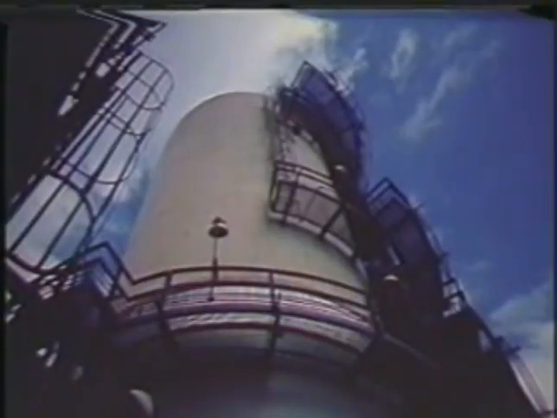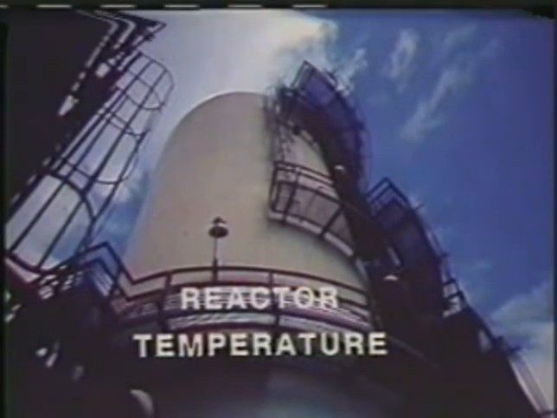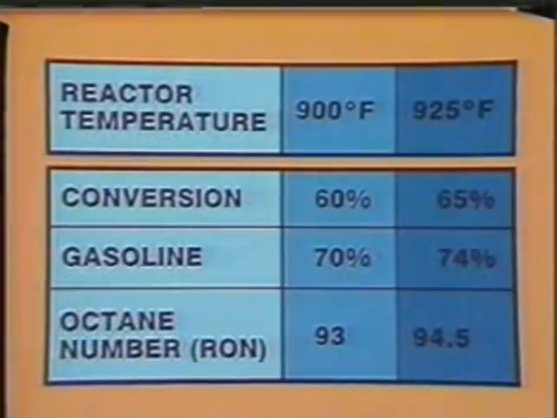A third operating variable is the reactor temperature. The temperature in the reactor is controlled by adjusting the feed temperature, by changing the amount of bottom product recycled, or by changing the catalyst circulation rate. This chart shows the relationship between reactor temperature and conversion. Generally, high reactor temperatures are desirable because they increase the gasoline yield and octane number.